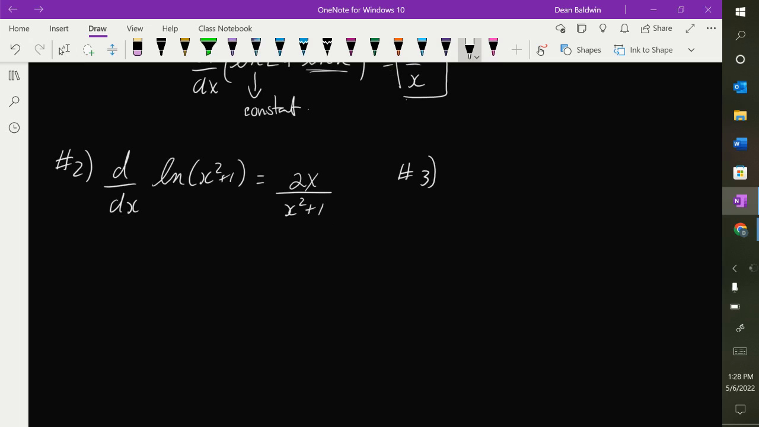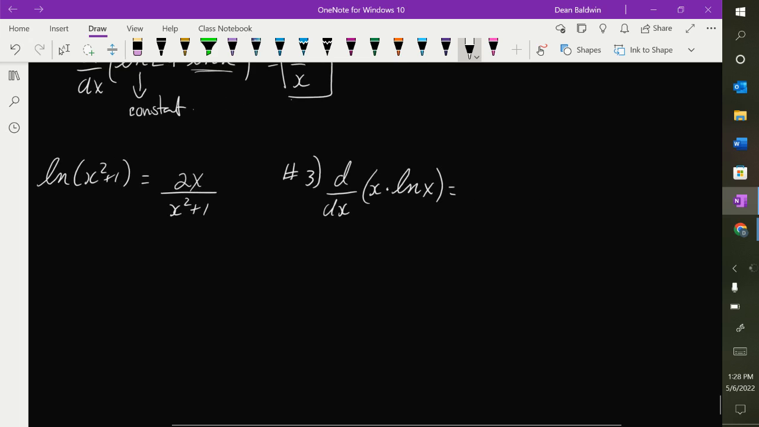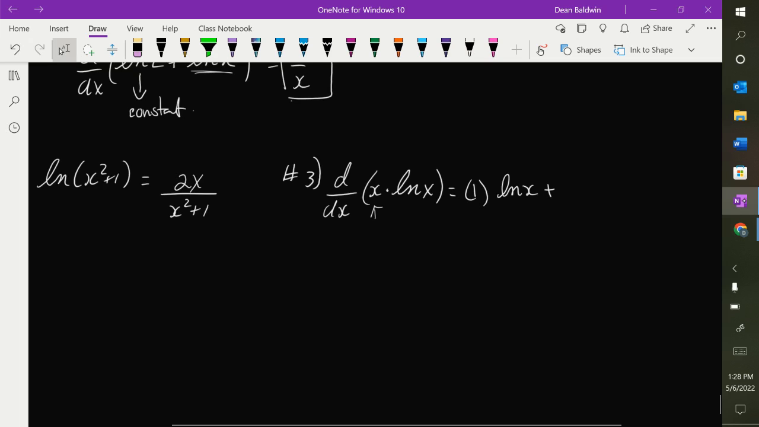What about the derivative of x times the natural log of x? Okay, this is actually a product rule question because we're multiplying two functions together. So product rule says the derivative of the first function, which is 1, times the second function, plus the derivative of the second function, natural log of x, which is 1 over x, times the first function. So I end up with the natural log of x plus those two x's cancel, and I get 1.